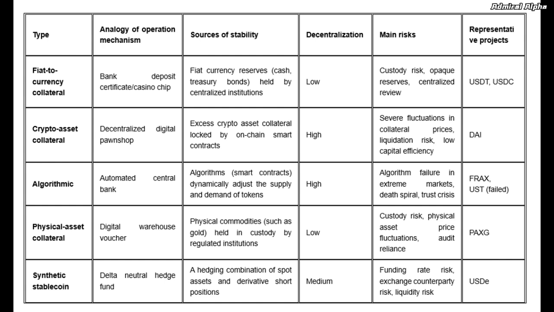If you are a firm believer in decentralization and pursue a permissionless and censorship-resistant financial system, then crypto-collateralized stablecoins are more in line with your philosophy. Algorithmic stablecoins are the boldest exploration of future financial models, but at present, it still has a long way to go before it is mature and reliable.